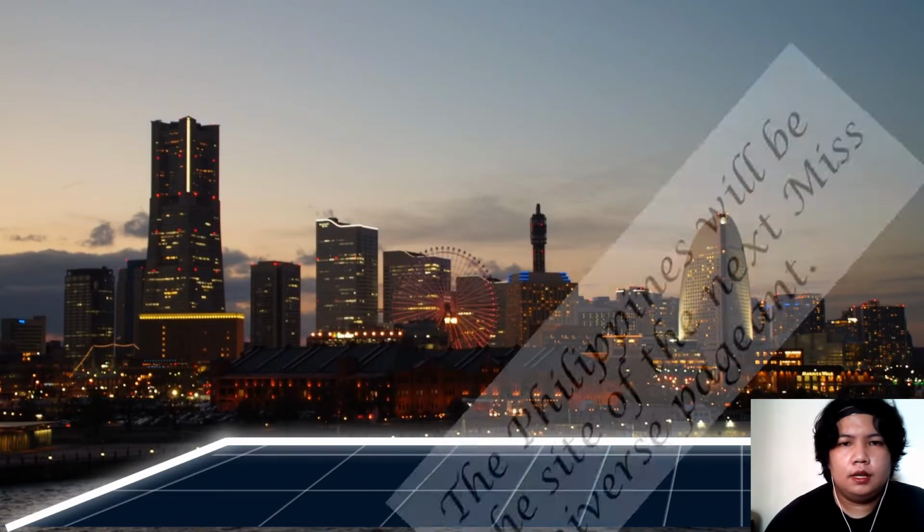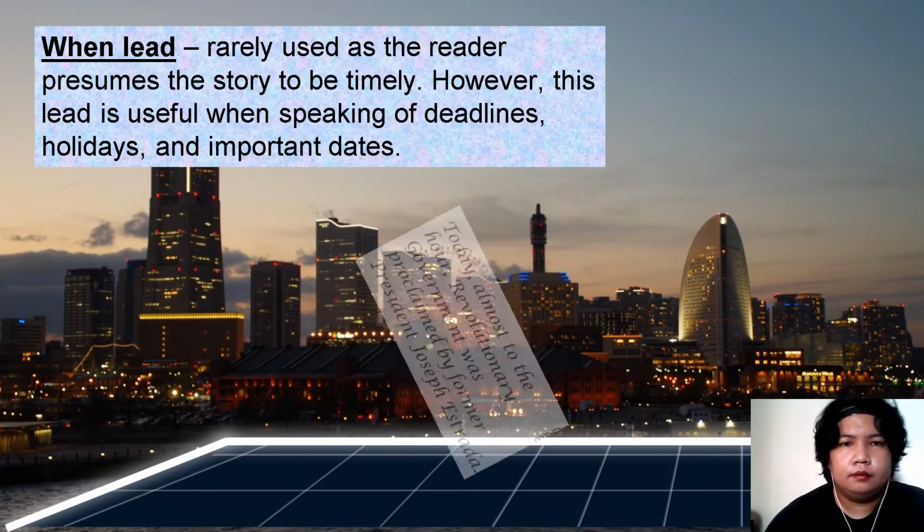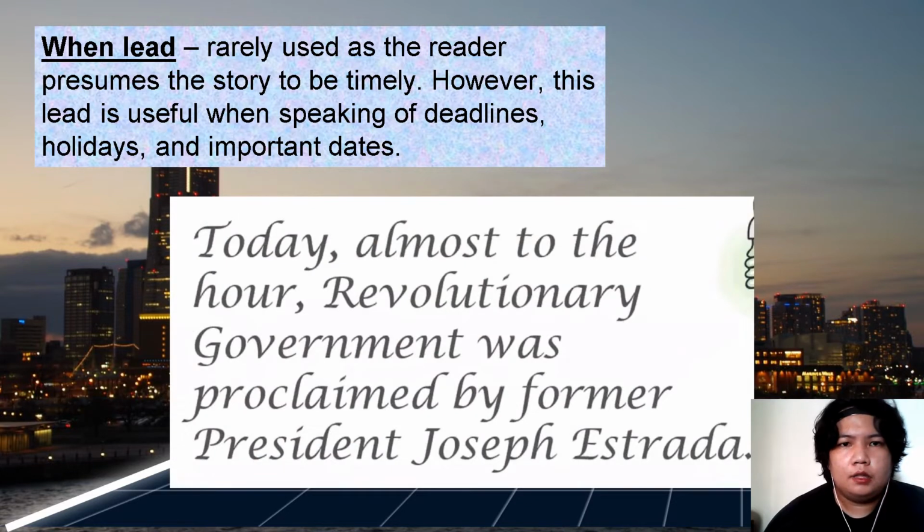The next one is when. It is rarely used as readers presume the story to be timely. However, this lead is useful when speaking of deadlines, holidays, and important dates. Look at our example lead here. Look at the first line of the paragraph. It answers the question when. When was the revolutionary government proclaimed by former President Estrada? So the answer is today. So this lead highlighted the question when.